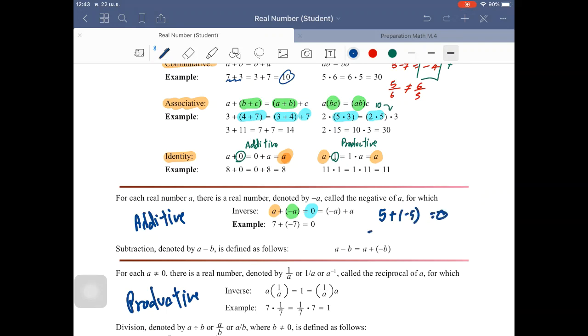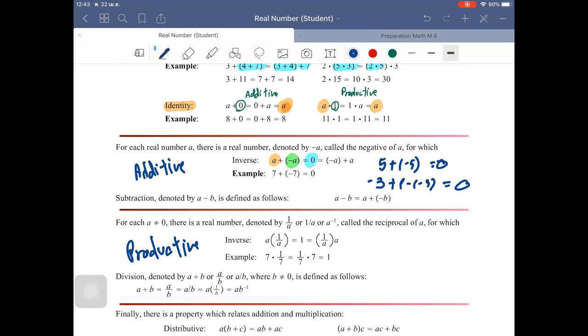What if the number is negative 3? You plus its negative, you will always get 0. That is the additive inverse property.